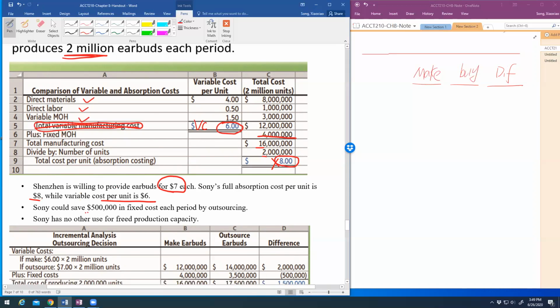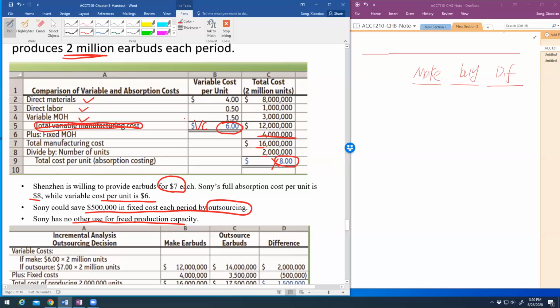Sony could save 500,000 of fixed cost if we outsource, so maybe we don't need to rent the equipment, something like that, and there is no other use for the freed production capacity. Okay, so now let's look at our question.